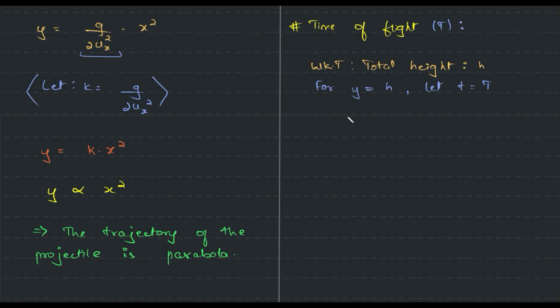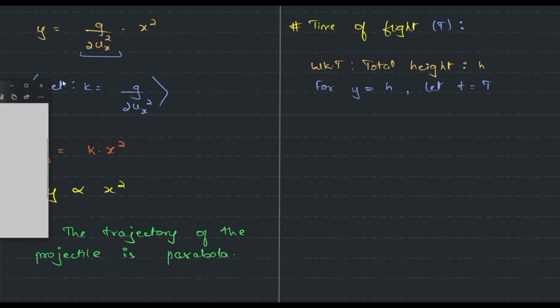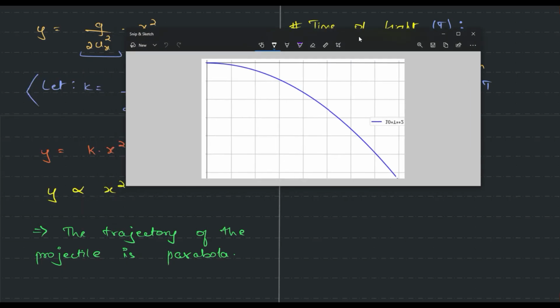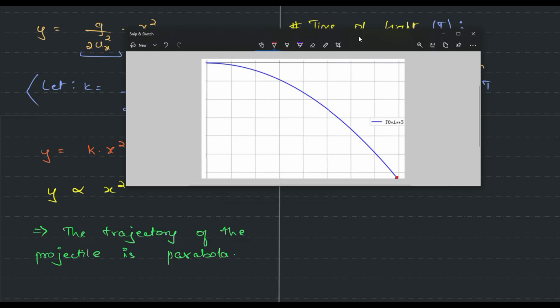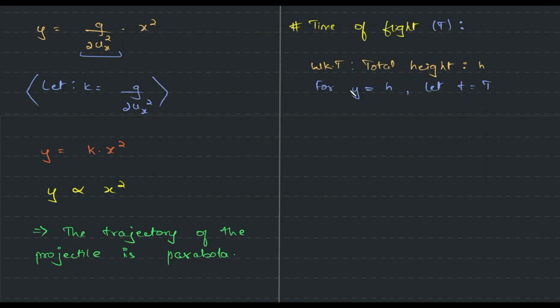By the time the object reaches a height of h, let me take this. So by the time the object reaches this point, it would have traveled a distance of h. From here, it will travel down a distance of h. So if we happen to travel a height of h, the time that we consider is T. That is the time of flight.